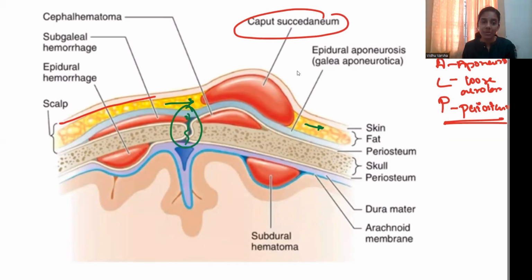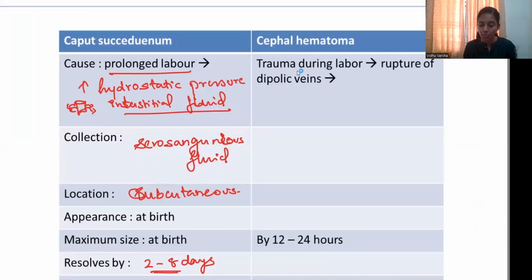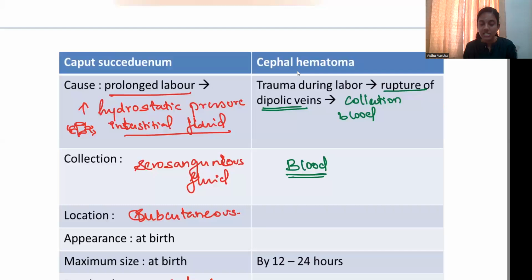While coming to septal hematoma, it is in the subperiosteal layer. Since it is in the subperiosteal layer, it cannot cross the suture line. It is a well-defined swelling and it has distinct margins also. So we'll talk about septal hematoma now. What is the cause of septal hematoma? It occurs because of trauma during labor. When there is trauma during labor, there is a rupture of the diploic veins, and there is a collection of blood. It is in the subperiosteal layer.